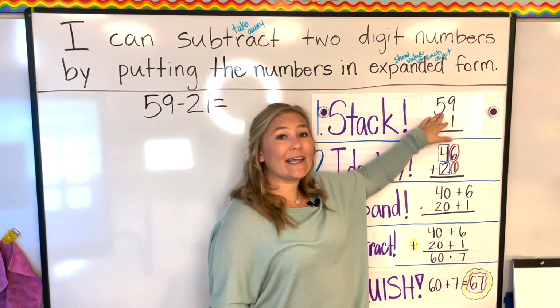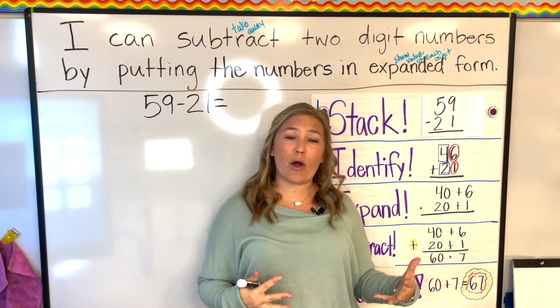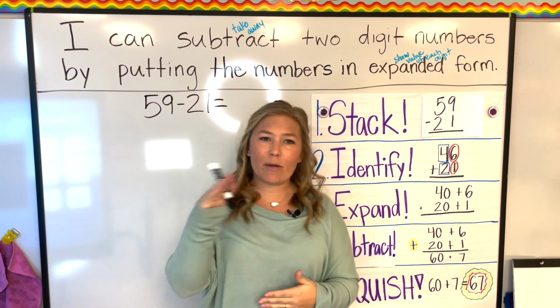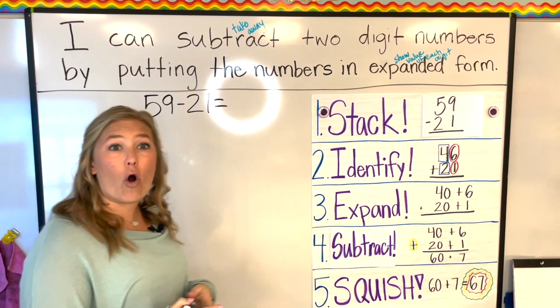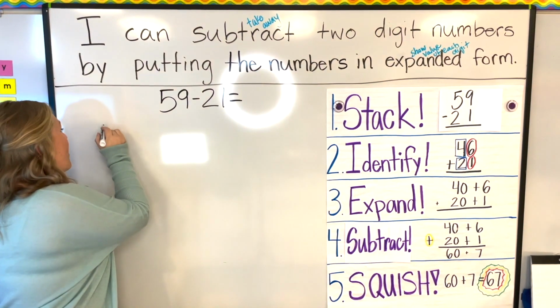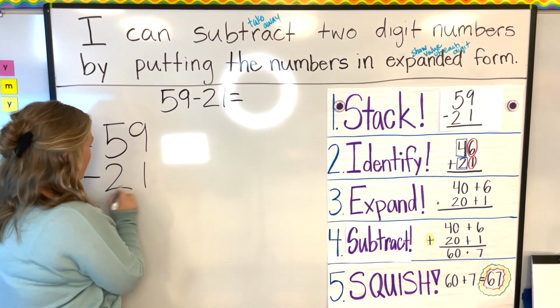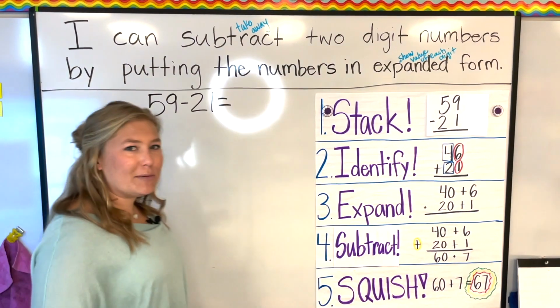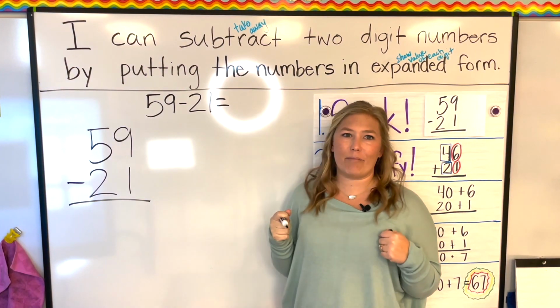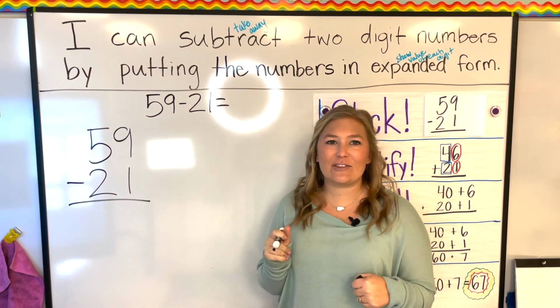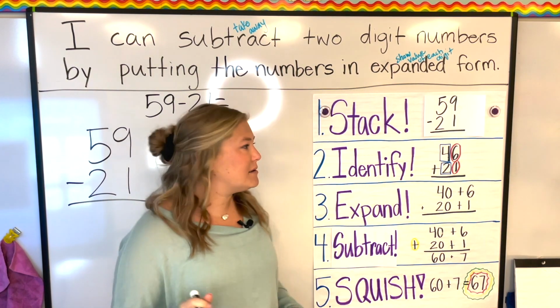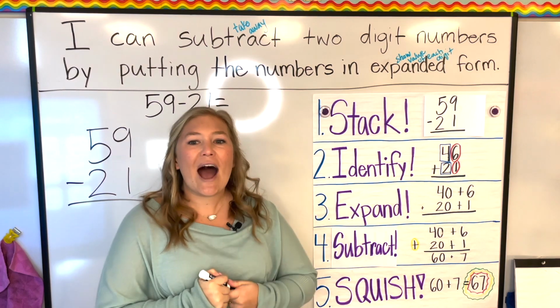When we are stacking up our subtraction problem with two numbers, we want to make sure that that bigger number is always on top. We can't take away from a smaller number. So we have to make sure we start out strong in our problem. Starting out strong means starting out with that big number on top. So we have 59 minus 21. Step 1, done.